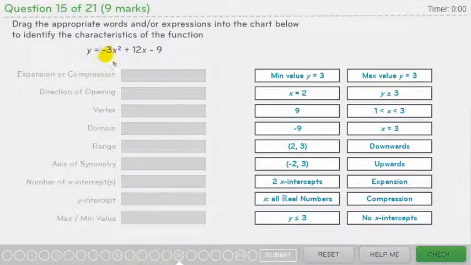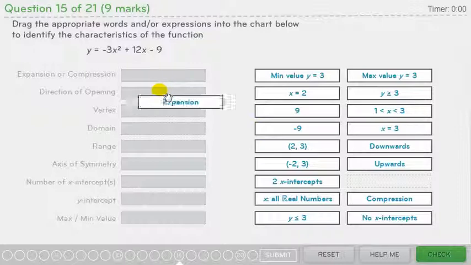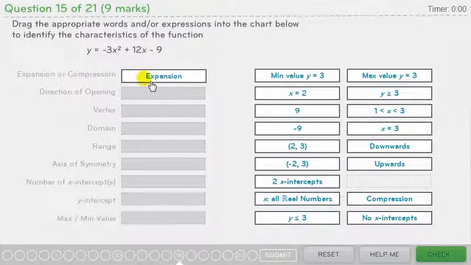Because the value of a is less than negative 1, we know that we have an expansion. So we'll move that into place. Next, because the leading coefficient is negative, we know the direction of opening is going to be downward.